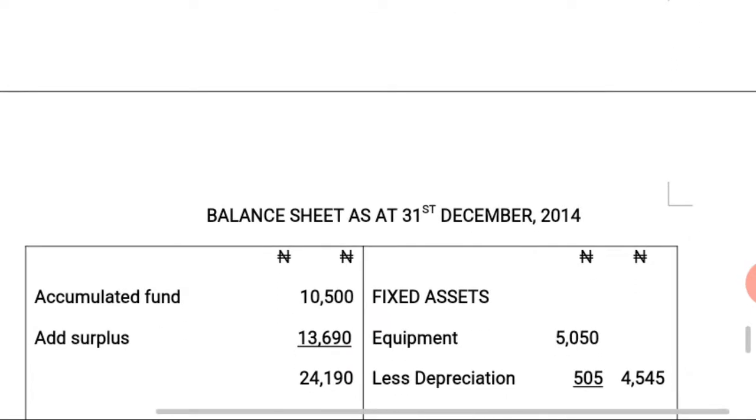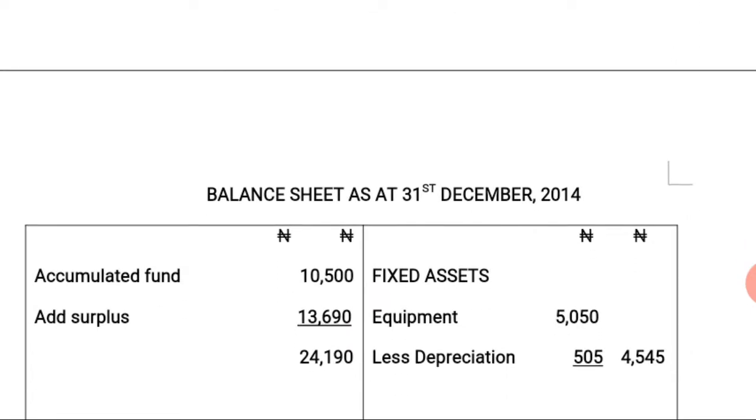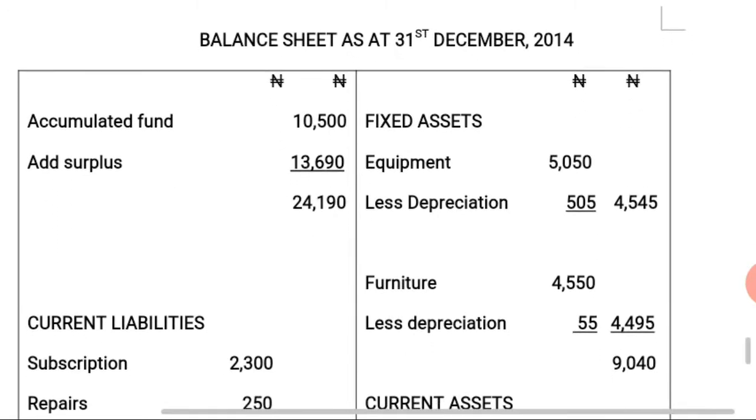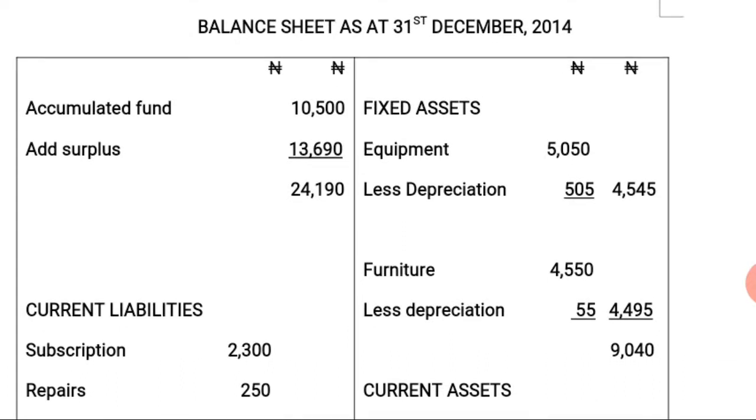Finally, the question requires us to prepare Academic Social Club balance sheet as at 31st December 2014. That is the balance sheet as at the end of the year 2014, which is the year in question. So we have Academic Social Club balance sheet as at 31st December 2014. We have the denomination as naira. Then starting from the right hand side, we have the fixed assets. And we have equipment. The figure of the equipment in the solution is 5,050 naira.